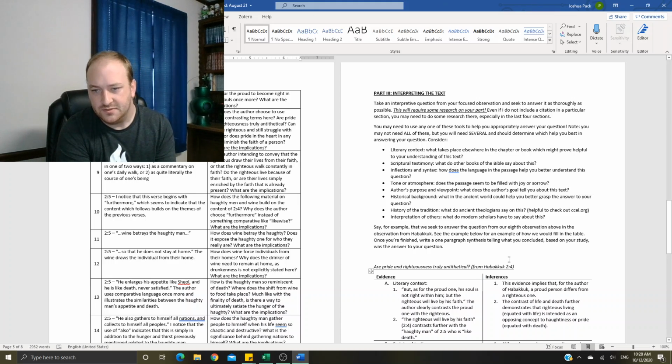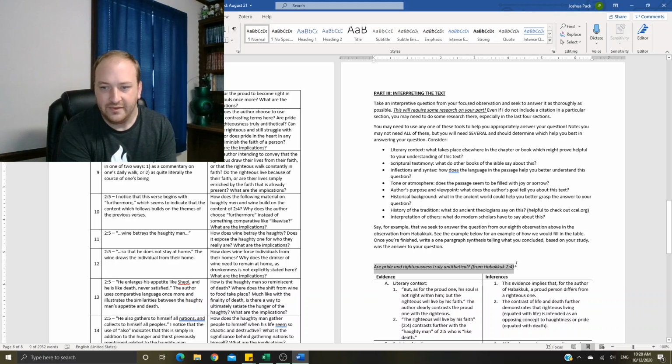So, for instance, as I walked through this passage from Habakkuk, this is what I was referencing in the previous example. As I walk through that section, I look at chapter 2, verse 4, and you can see over here in my section 2, I asked this question already: are pride and righteousness truly antithetical? And it comes from what I observed over here. As I walked through all of the questions I had asked for this entire part 2, I finally thought, you know what? That would be an interesting question for me to deal with.